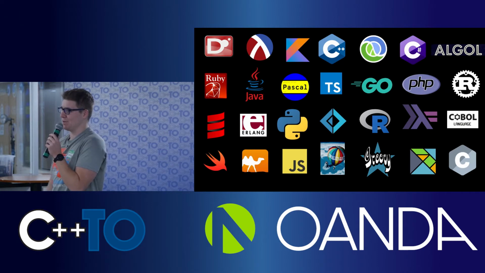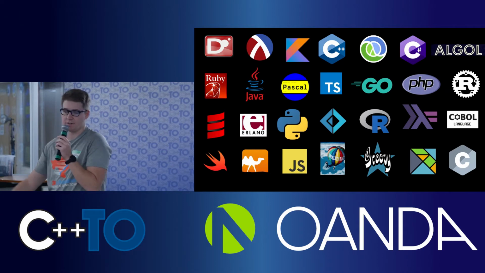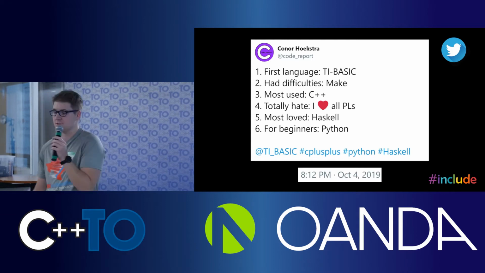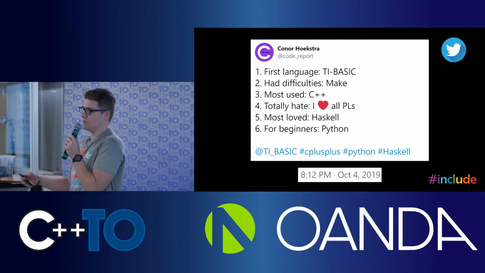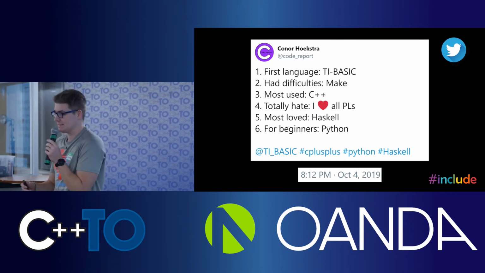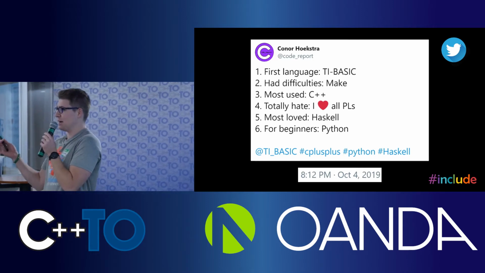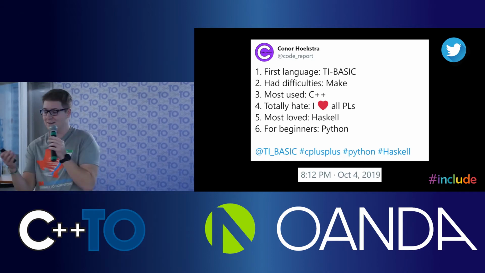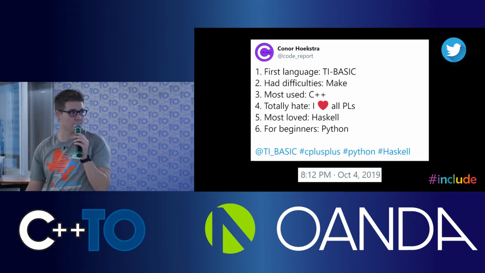There's a lot we can learn from other programming languages, and if you are on Twitter, there was a Twitter trend recently where it had sort of 1 through 6: first language, language I had difficulties with, favorite language, etc. And there's a category for totally hate. I didn't see a single person not put anything there. Because I love all programming languages, I put I heart all PLs, and I encourage you to do the same.